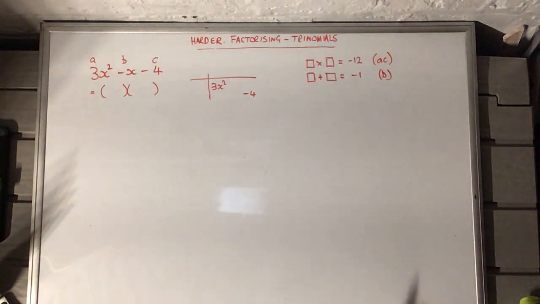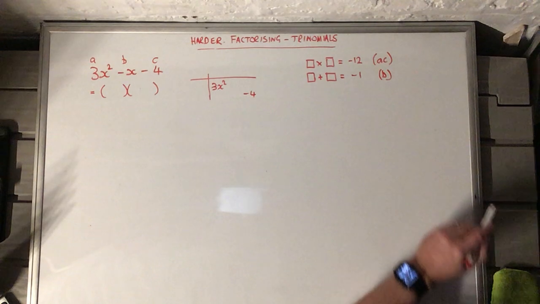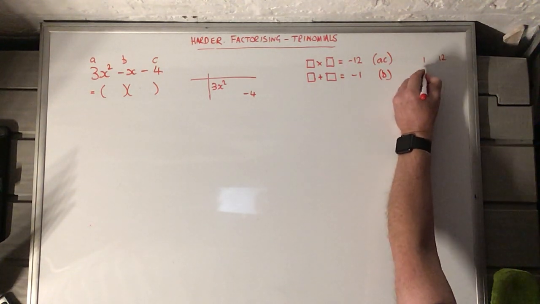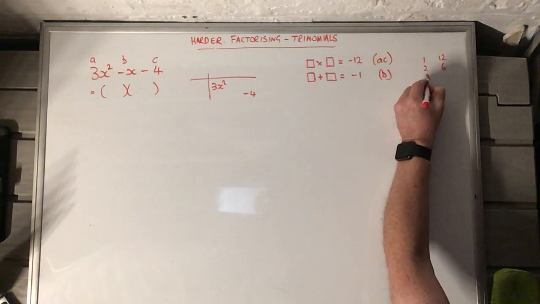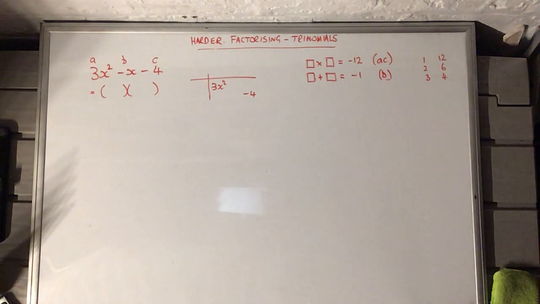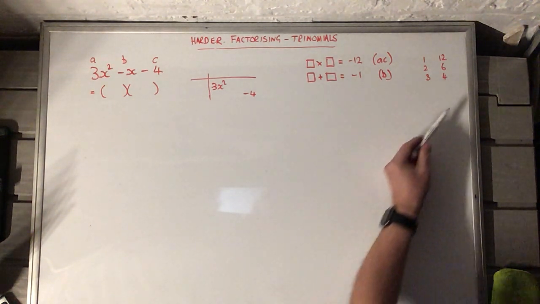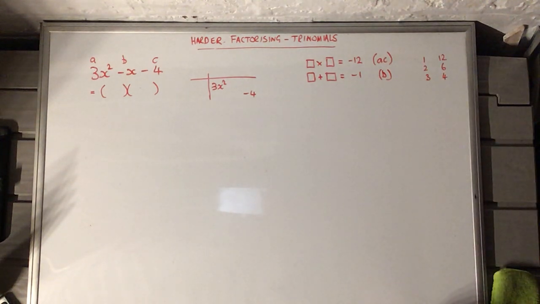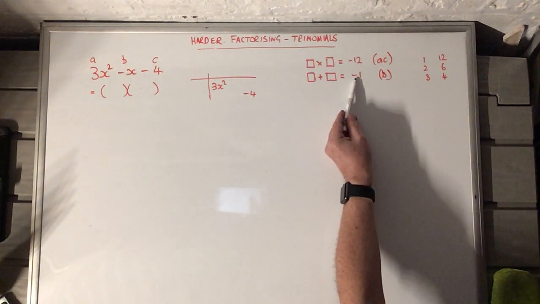And to find out what the two numbers are going to be, we have to find factors of 12. Factors of 12: 1 and 12, 2 and 6, and 3 and 4. No other numbers or factors. That's all the factors. Now, the fact that we need negative 12 tells us that one number in one of these pairs must be negative. And when we add the two numbers together, we must get negative 1.